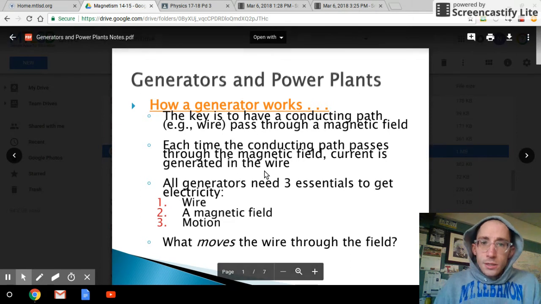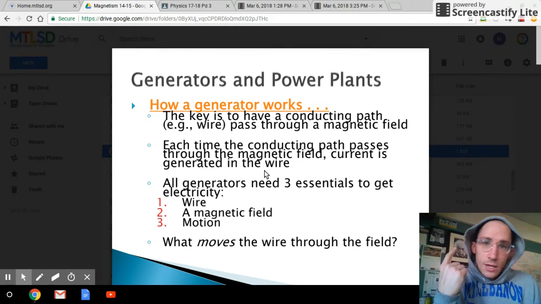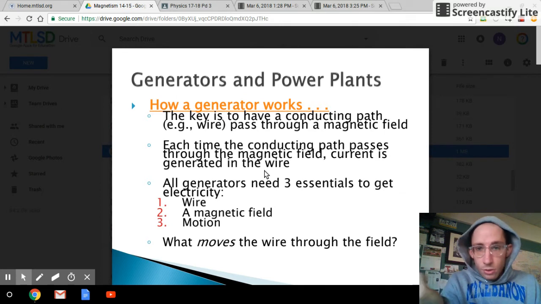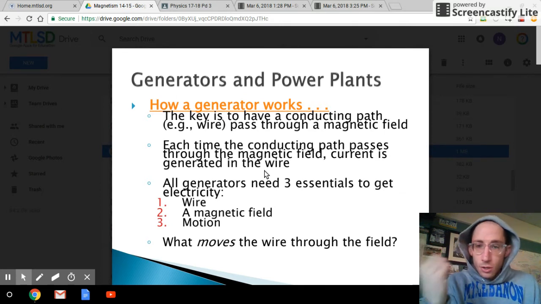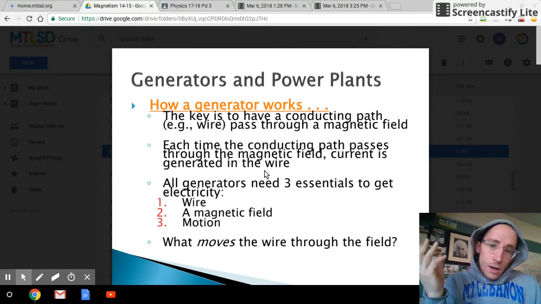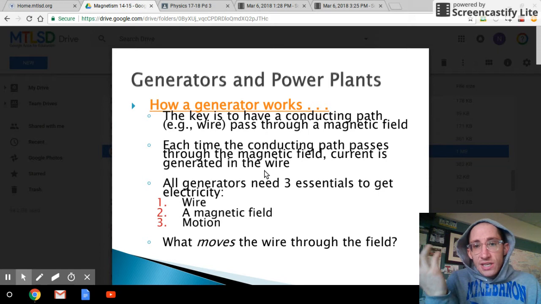So basically, you need three essentials to get electricity: a closed loop of wire, a magnetic field, and motion. You need to move the wire and the magnetic field through each other in some way. So all that makes all of the different types of power plants different is where that motion energy comes from. What provides the motion energy?